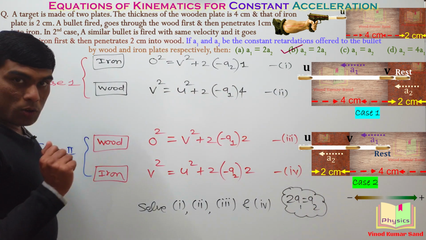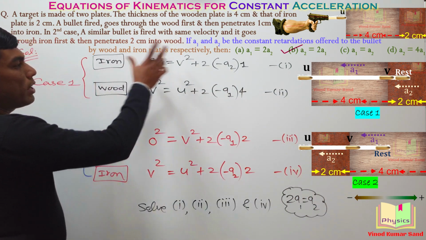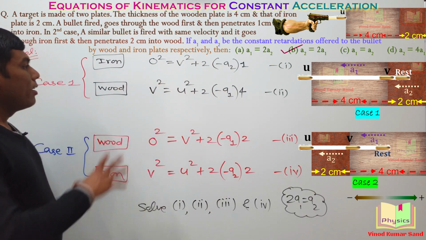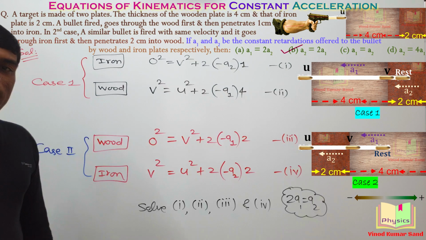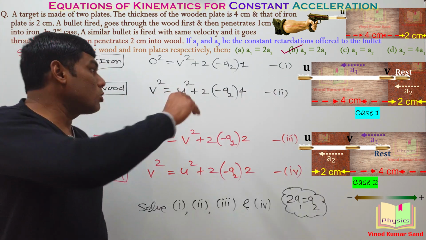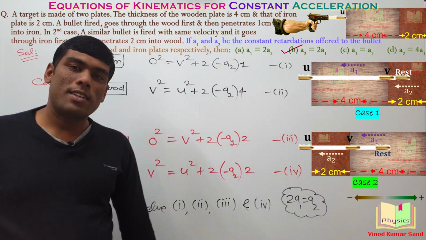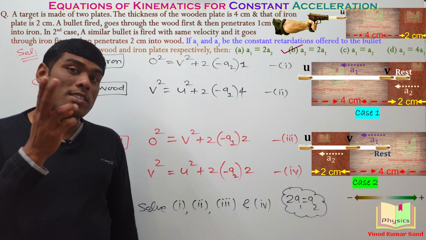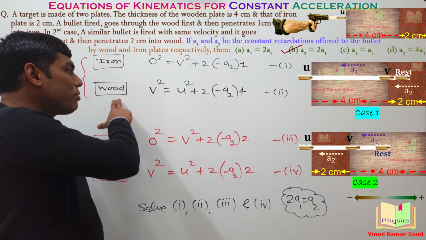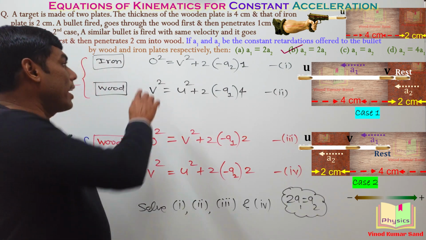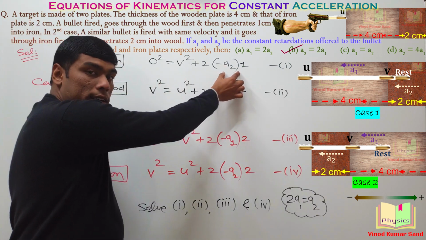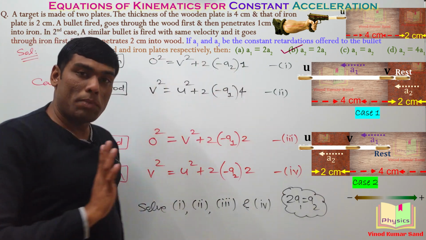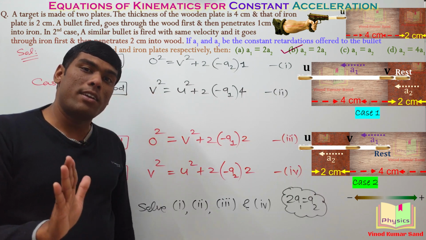Here is one good thing to note. For iron, we have separately used the equation. For wood, we have separately used the equation. Why not consider the iron and wood all together and just use a single equation? The answer is simple. The acceleration of the bullet is different in iron and different in wood. Acceleration of the bullet is constant in iron. Acceleration of the bullet is constant in wood. So these equations are applicable individually for the iron and wood.